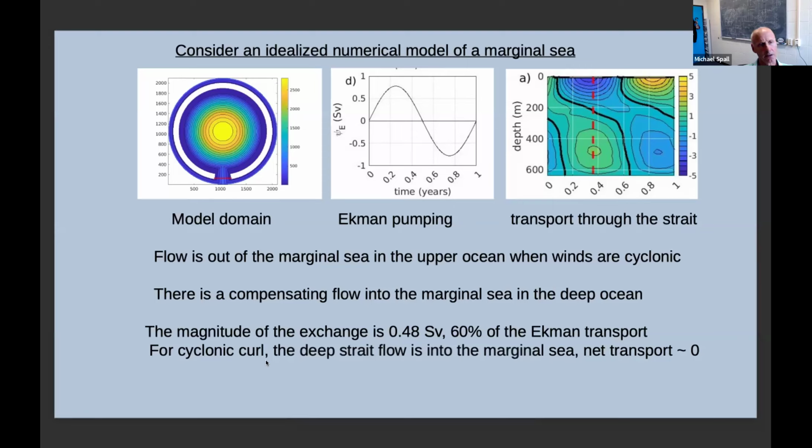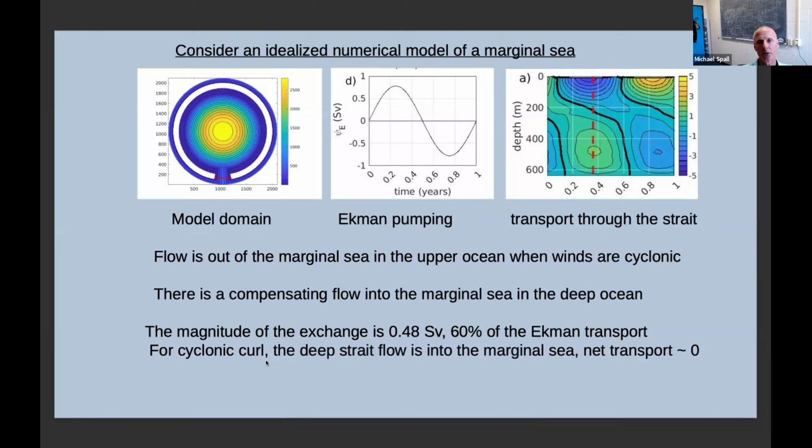Now, if I calculate the integral of the transport across the strait as a function of time and depth, this is one period of forcing, 1 year, and this is depth. We see in the first half of the year, when there's upwelling in the marginal sea and cyclonic wind stress curl, the upper ocean is flowing out of the marginal sea, and the deep is flowing into the marginal sea. So at any time, the net mass flux through the strait is nearly 0. So the mass budget is closed in the marginal sea.